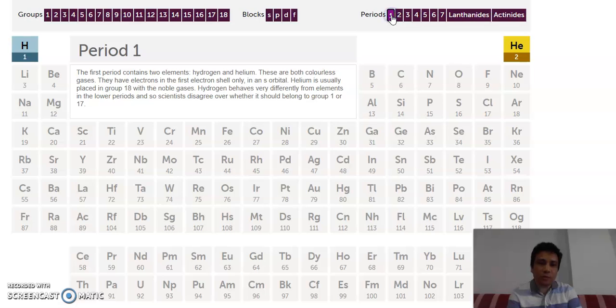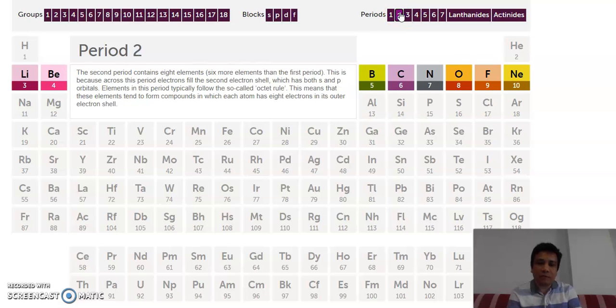In period 1, there are only two elements. One is hydrogen, another is helium. Both are gases. The electronic configuration of hydrogen is 1s1. That means in the first orbital, one electron is available. Helium is 1s2. And in the second period, there are 8 elements: lithium, beryllium, boron, carbon, nitrogen, oxygen, fluorine, and neon.